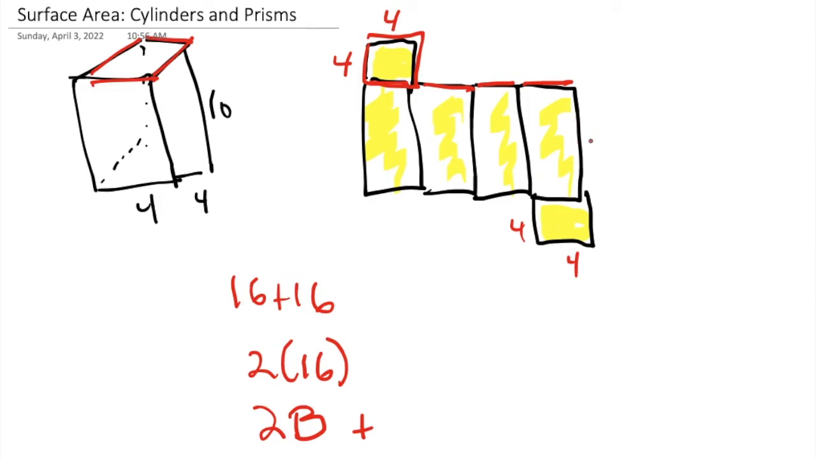So if the other 4 pieces have a height of 10, each one has a width of 4. So the area of each would be 40, 40, 40, and 40. 4 times 10 is the area of one of them. There's 4 of them. So we would add this 160 to it. So our total surface area is 160.